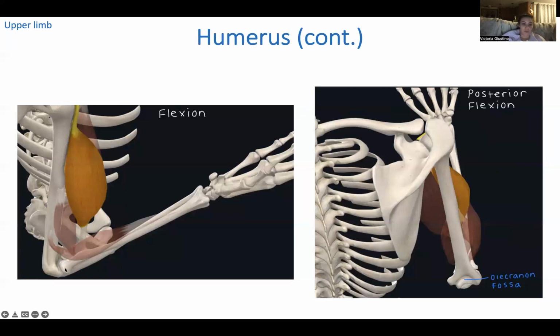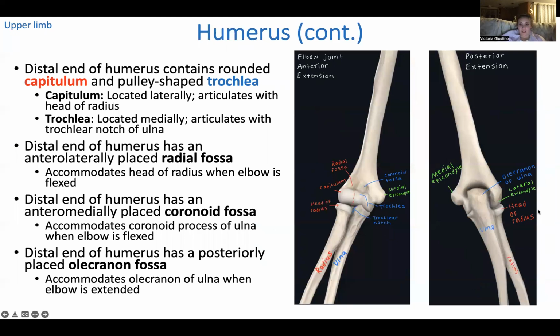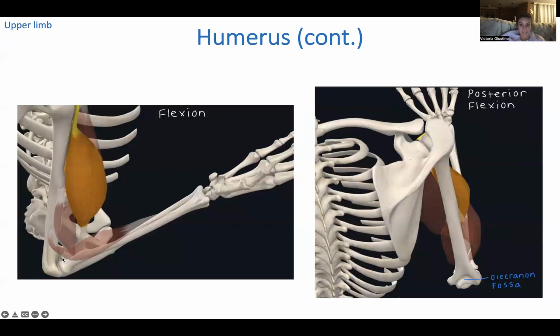I tried to show you that the head of the radius and the trochlear notch of the ulna are in the radial fossa and the coronoid fossa over here, but it's definitely hard to see. But you can see that when your forearm is flexed, the olecranon fossa is unoccupied.